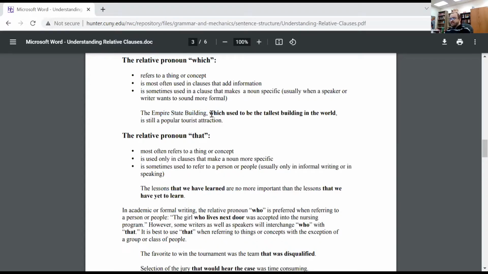Even in this sentence, if you said "The Empire State Building, that used to be the tallest building in the world, is still a popular tourist attraction," that doesn't sound horrible when it comes off the tongue, but which is the word you use in that case. So that's pretty much the difference between when you use that or which.